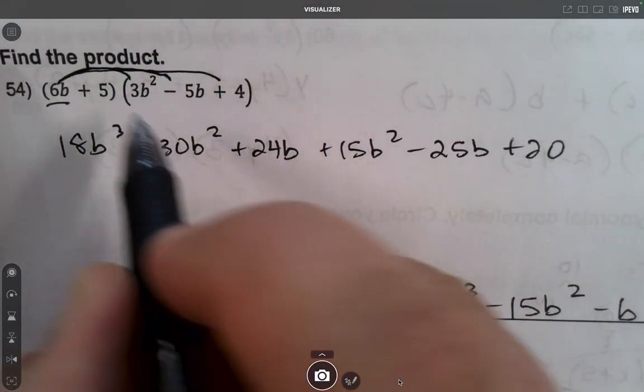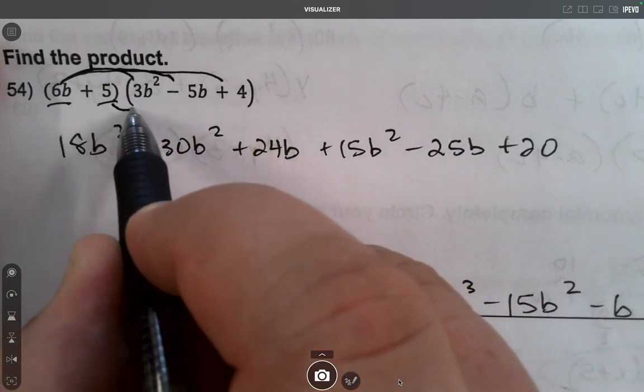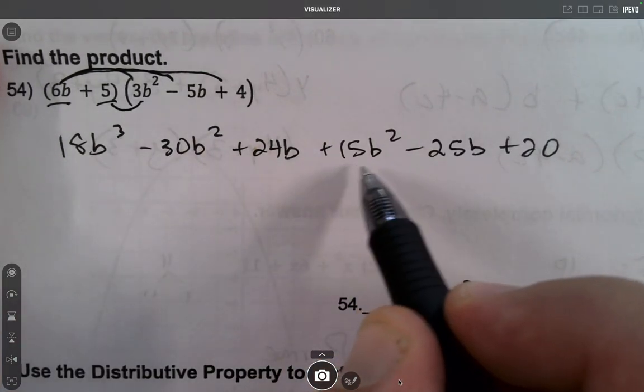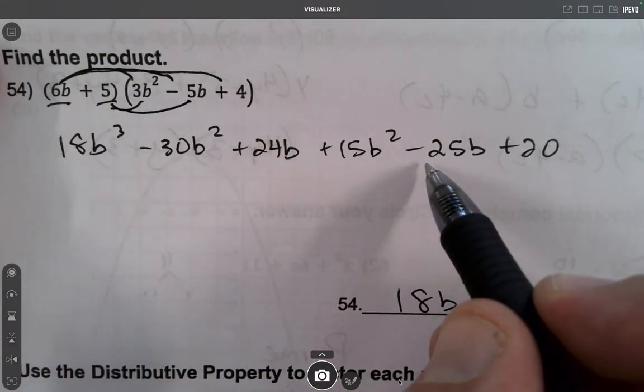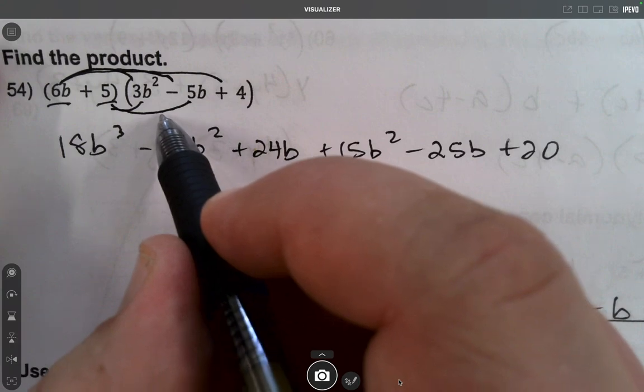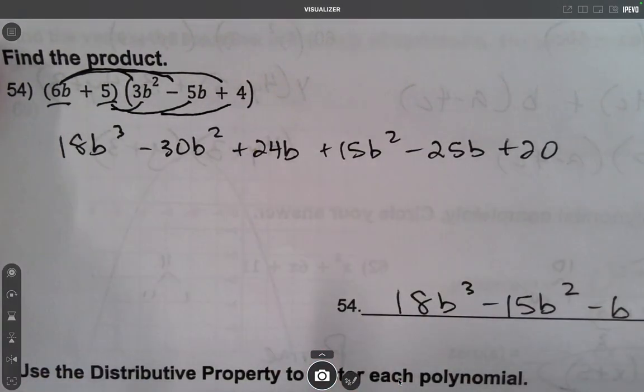Now we have to multiply everything by the 5. So 5 times 3b squared gives us 15b squared. 5 times negative 5b is negative 25b. And then 5 times 4 is 20.